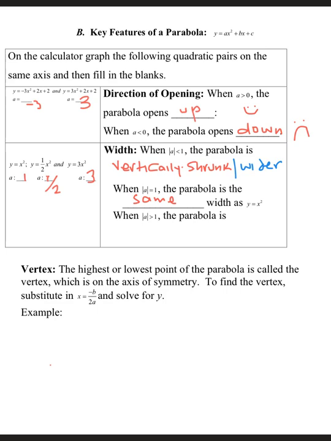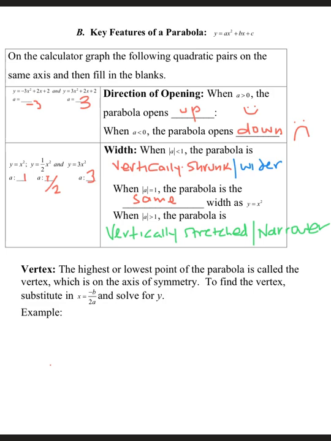And when a is greater than 1, we can see it is vertically stretched. And we can also say here it's narrower. Okay, now let's move on.